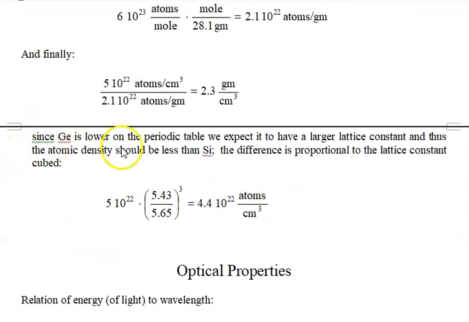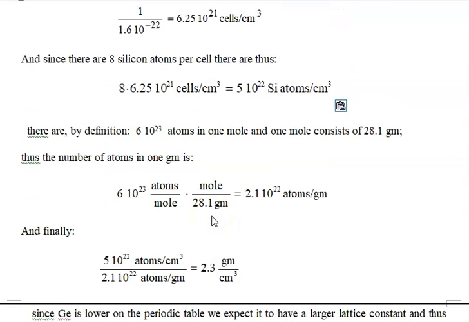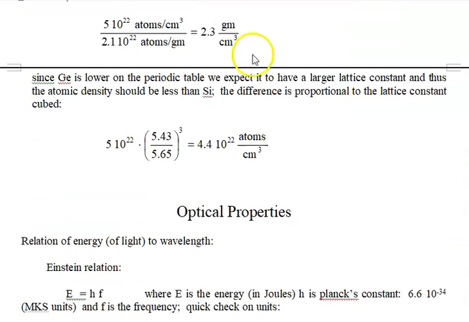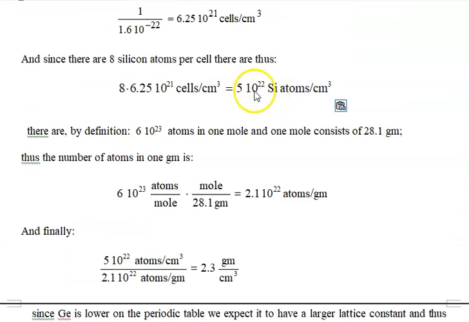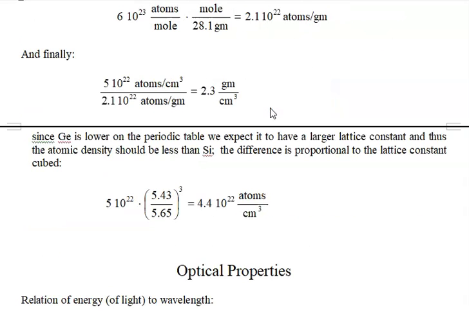So germanium is lower on the periodic table, and it scales like the cube. So instead of having, what did we find here, 6.25 times 10 to 21 cells per cubic centimeter, or I should say, 5 times 10 to 22 silicon atoms per cubic centimeter, here we get 4 times 10 to 22 atoms per cubic centimeter.